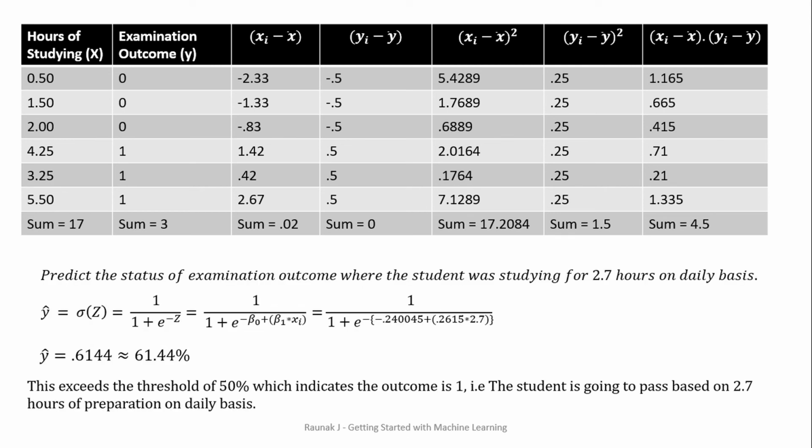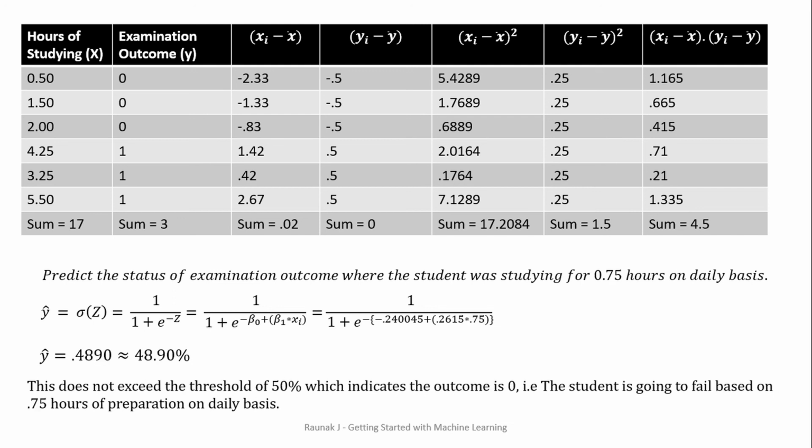Let us take an example. Predict the status of the examination outcome where the student was studying for 2.7 hours on a daily basis. So we want to find whether the student is going to pass or fail. I use the formula: y prediction is equal to sigmoid of z. So I replace the values in my function. I replace the 2.7 into x of i, and I get 0.6144, which is 61.44%, and we have set the threshold to 0.5. So it is definitely greater than 0.5. This exceeds the threshold of 50%, which indicates the outcome is 1, i.e. the student is going to pass based on 2.7 hours of preparation on a daily basis.